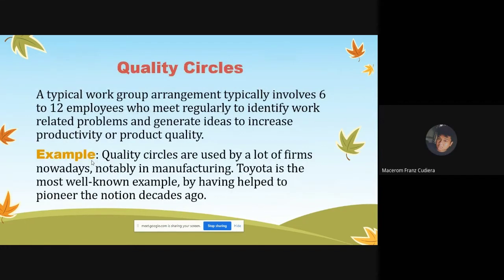So, next is quality circles. A typical work group arrangement involves 6 to 12 employees who meet regularly to identify work-related problems and generate ideas to increase productivity or product quality. Quality circles are used by a lot of firms nowadays, notably manufacturers like Toyota, the most well-known example, having helped to pioneer the notion decades ago.